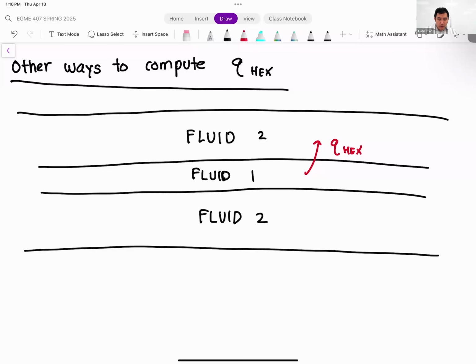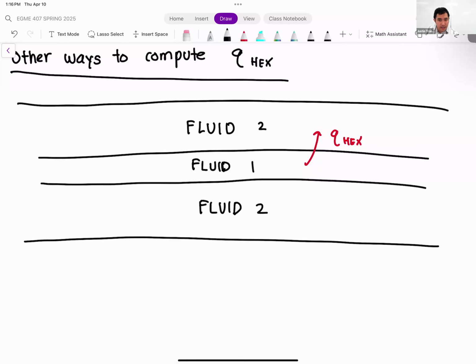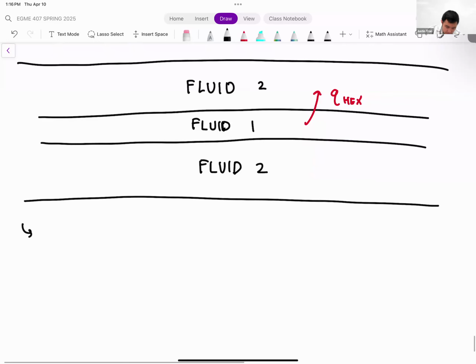So one way that we can compute Q in a situation like this is to treat it as if it were another convection problem that we've done before, right? And so we have heat transfer that's exiting fluid 1 via convection, and we have heat that's entering fluid 2 via convection, right? And so that's all this is. And so that's why we put this in this unit too, is that a heat exchanger is essentially just an application of convection heat transfer.